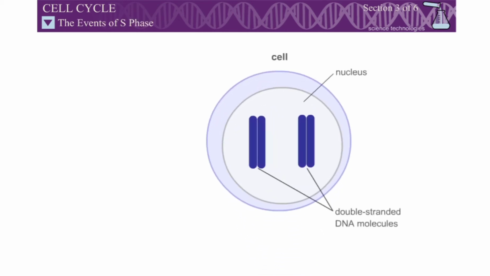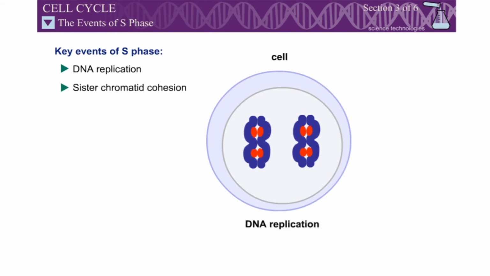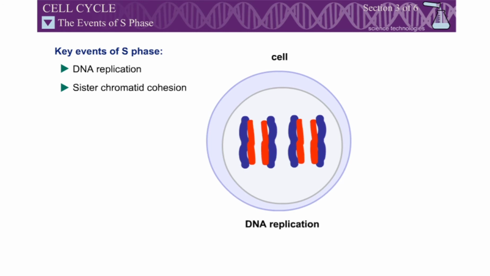Before a cell can divide, it must replicate all of its DNA. This replication occurs during the S phase of the cell cycle. Two key events occur during S phase: replication and sister chromatid cohesion. During replication, the cellular DNA replication machinery duplicates each DNA molecule.